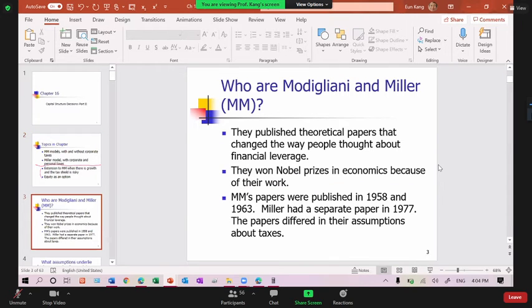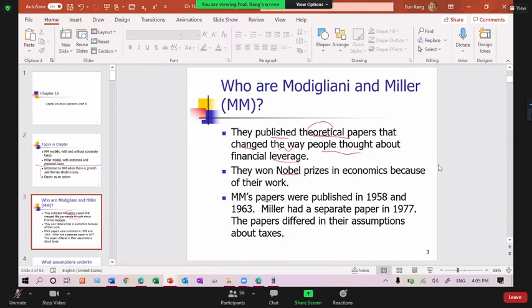Then, who are Modigliani and Miller? I already told you, right? So Modigliani was the professor, Miller was a PhD student, but Miller was very bright. So they became co-authors. They published theoretical papers. They changed the way people thought about financial leverage. Not only financial leverage, but dividends and many corporate finance matters. So they won the Nobel Prize.